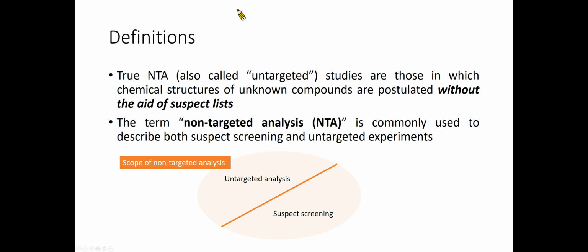Non-targeted analysis in mass spectrometry refers to the process of analyzing a sample without prior knowledge of the specific compounds that are present. Unlike targeted analysis, where specific compounds are selected for analysis, non-targeted analysis aims to identify all compounds present in the sample, regardless of whether they are known or not. The term non-targeted analysis (NTA) is now commonly used to describe both suspect screening and untargeted experiments.